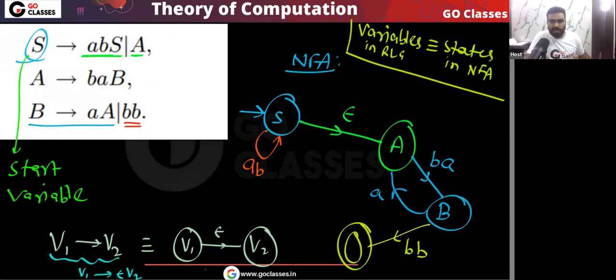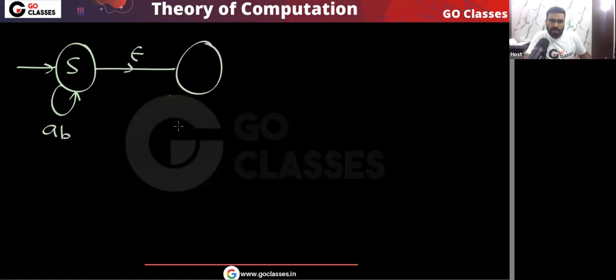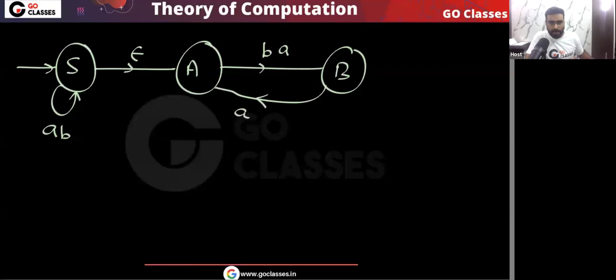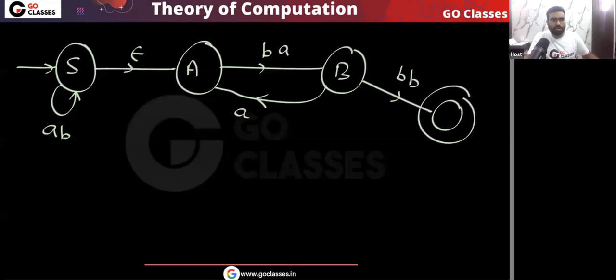Let me know. Now what is the language here? Let's see the language. So we have already created the NFA. The NFA is like this: you have a start state, and there is a self loop. The self loop is on ab, a followed by b. Then there is a null move, and we are going to state A. In the state A we have a loop. We are going to state B on ba, and then we are coming back to A. Then you can notice, from this B we are going to the final state on bb. So this is the idea. Now you tell me, what is the language here?